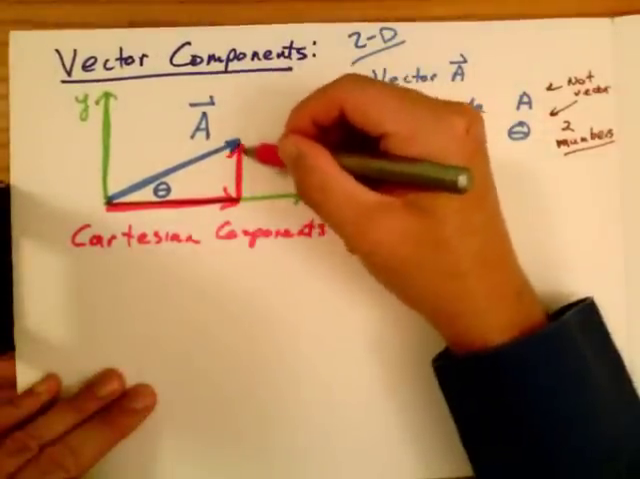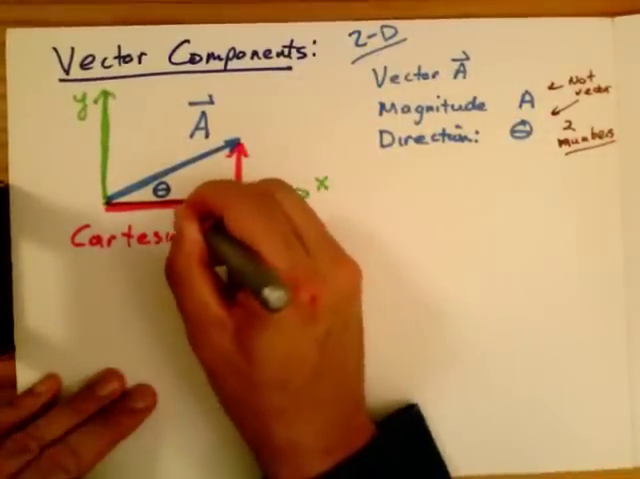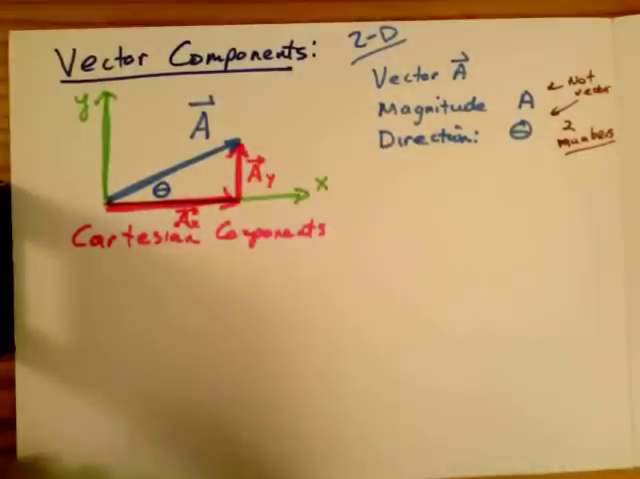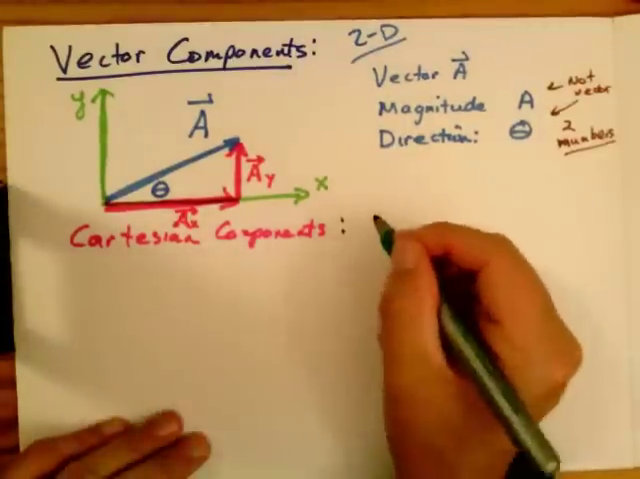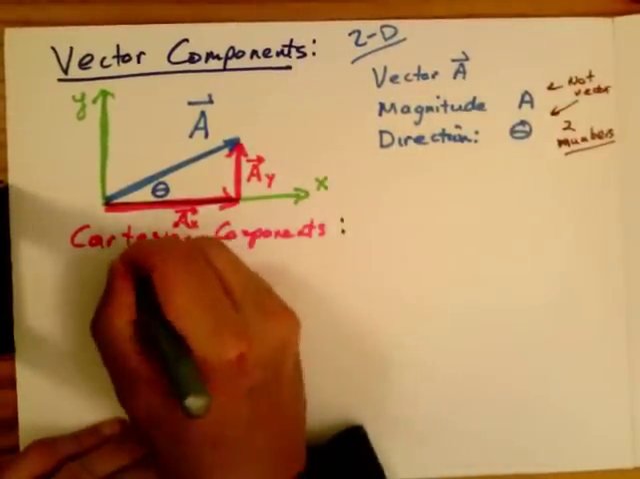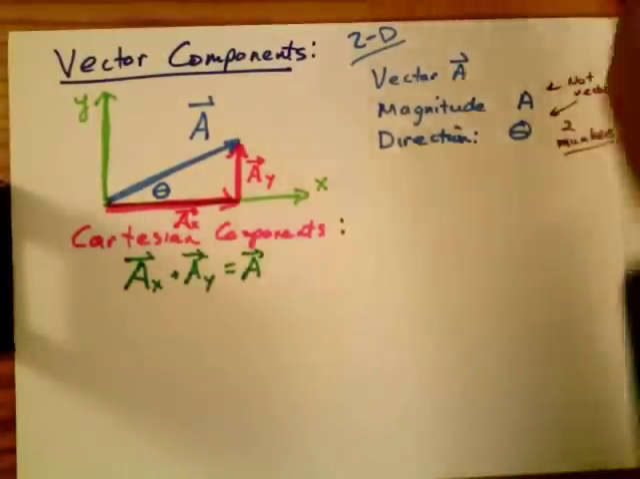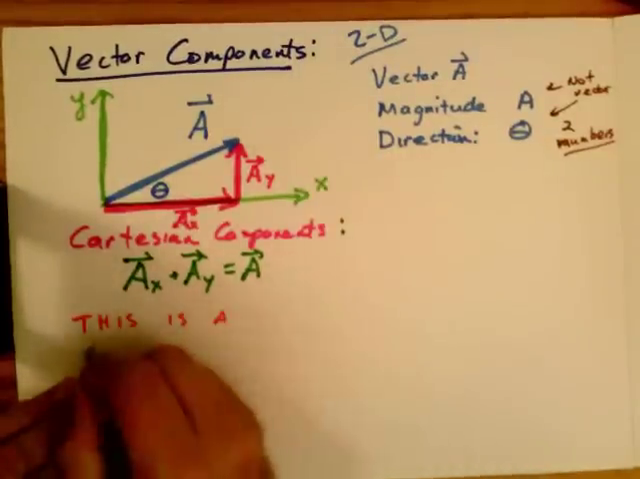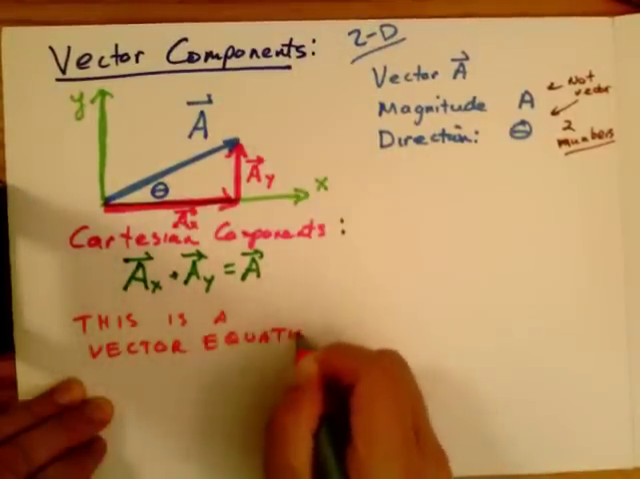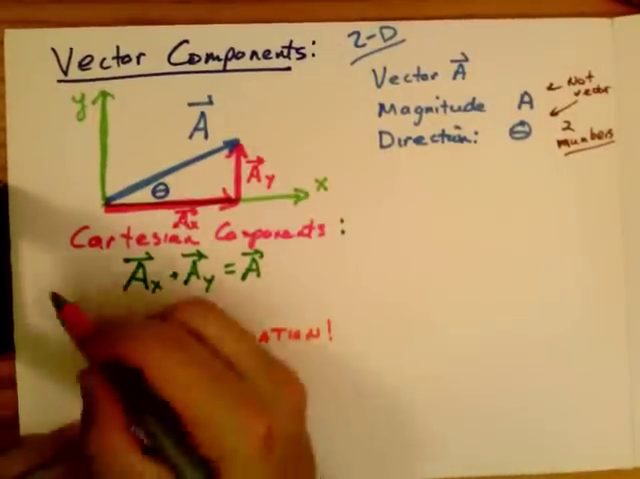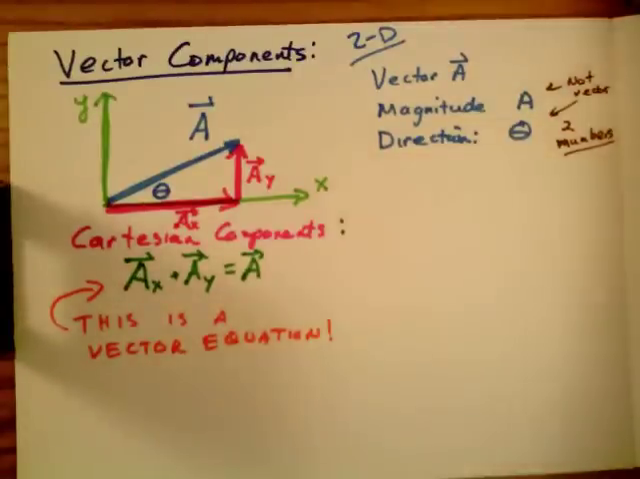What about components? Well, I could have a component in the x direction, A sub x, and a component in the y direction, A sub y. These are Cartesian components because they're lined up with x and y. So I can say vector A_x plus vector A_y is equal to vector A. In other words, this is a vector equation. I can add 2 vectors to get a new vector where each vector corresponds to a component.